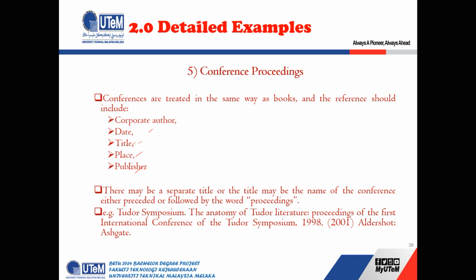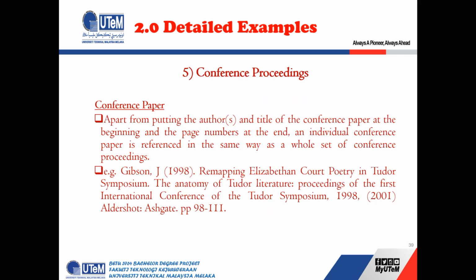For example, Tudor Symposium, The Anatomy of Tudor Literature, proceedings of the first international conference of the Tudor Symposium 1998-2001, Aldershot, Ascot. So in this case, we have the author name at the end. Let's see the example. This is the example of a conference paper. We have Gibson J., J. Gibson is the name, then the year.